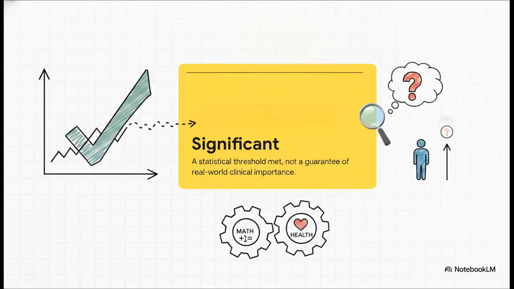So what does the word significant actually claim in clinical research? Well, a significant result just means a statistical threshold was met. It is definitely not a guarantee of real-world clinical importance. A study might find a statistically significant reduction in a symptom, meaning the math checks out, it wasn't just random chance, but if that reduction is so incredibly tiny that the patient can't even feel the difference, it completely lacks clinical importance. As skeptical techies, we have to look past the word significant and ask, okay, significant by what magnitude, and does it actually matter to human health?